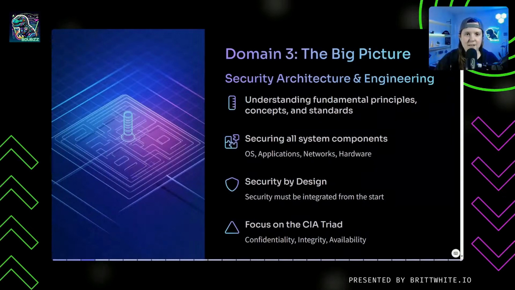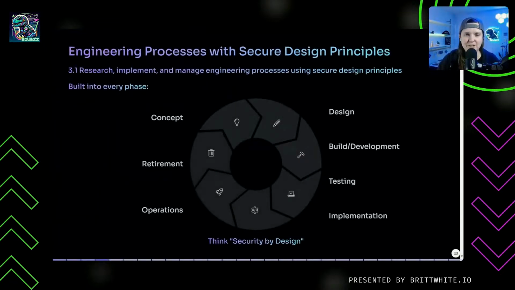So let's dive right into Objective 3.1, which is to research, implement, and manage engineering processes using secure design principles. While this might sound technical, it really comes down to something quite straightforward. Security needs to be woven into every single stage of building and maintaining any of our systems. From the moment we sketch out an idea on a whiteboard until the day we finally retire that system, security must be a primary consideration at every single step.